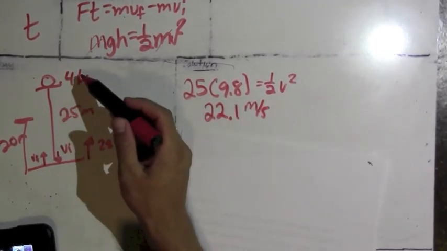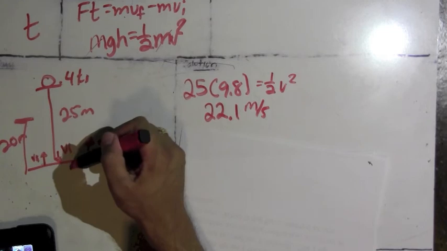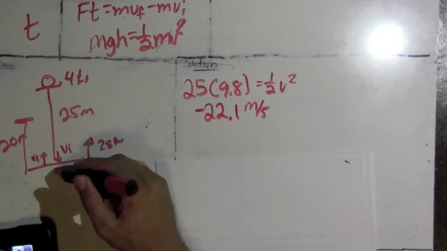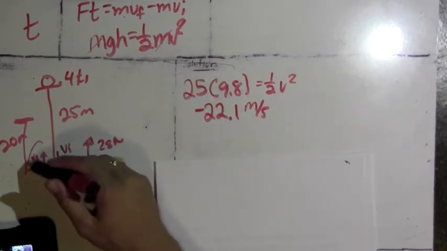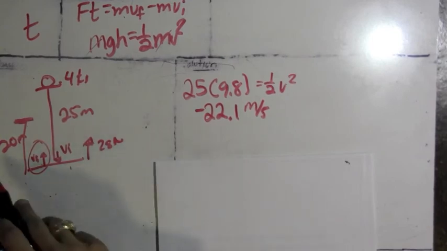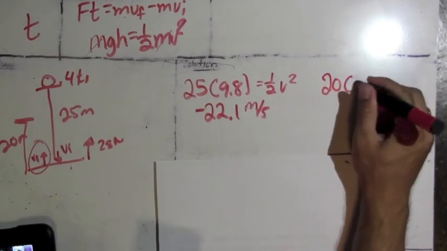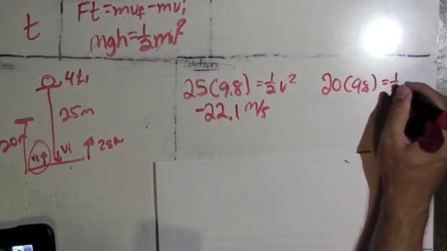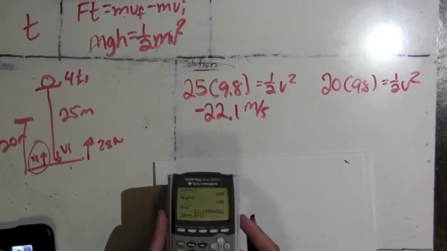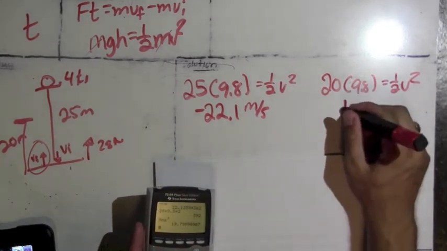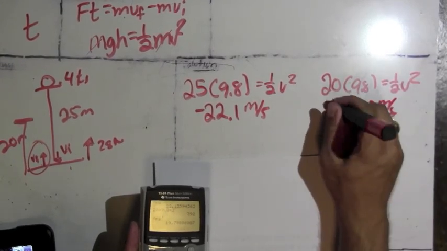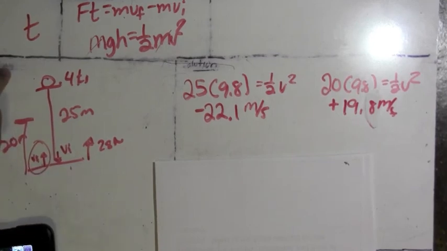Now, this is what I found by doing potential energy being changed to kinetic. But this has to be negative. The reason why it has to be negative is that it's actually moving down as it strikes the surface. Now I'm going to solve for the final velocity using the exact same method but in reverse. I have a potential energy that's 20 times 9.8 equals 1/2 velocity squared. So 20 times 9.8, take the square root, and you get a velocity of 19.8 meters per second. Now that is a positive velocity because it's moving upward.